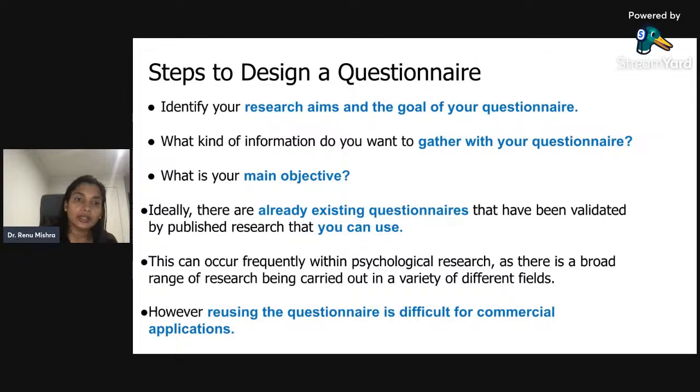So my questions will be such that they give me information on the intention of people buying real estate in the region you may choose. Then comes what kind of information you want to gather. I want to gather their nationality, which nationality invests the most in real estate, which income bracket they belong to, which gender most. Nowadays there is no bias between females and males; they are both equally investing in property. So this is the kind of information I want.